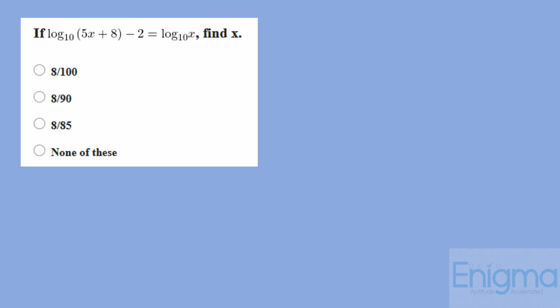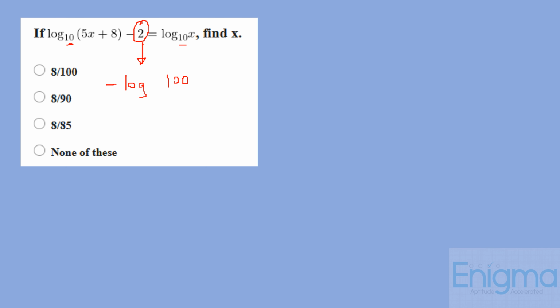If log of 5x plus 8 to the base 10 minus 2 is equal to log of x to the base 10, then find x. Now these are peculiar questions and very common as well. In such questions, when you are given base 10 on 2 out of 3 terms in the equation, we will have to convert this 2 into a log of base 10 as well. So what we can replace 2 with is log of 100.